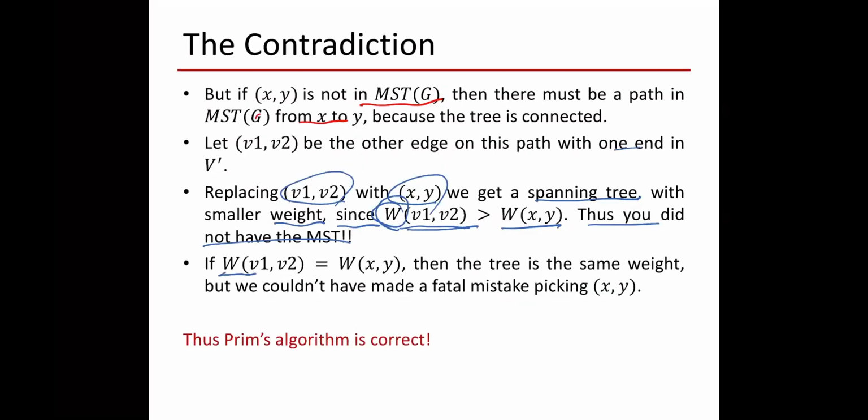If the weights of V1 V2 and XY are the same, then we choose by a tie-breaking rule. But it's still the same weight, the tree has almost the same weight because this weight and this weight are the same. So we couldn't make a fatal mistake by picking XY. So by contradiction, Prim's algorithm is correct.